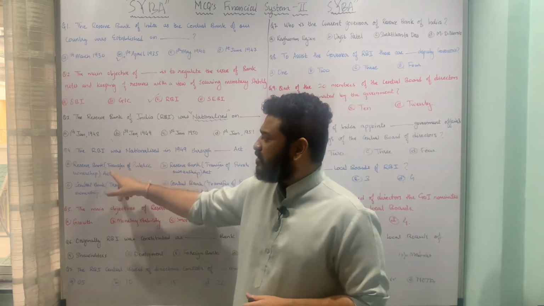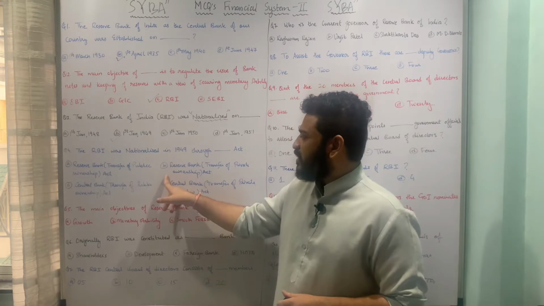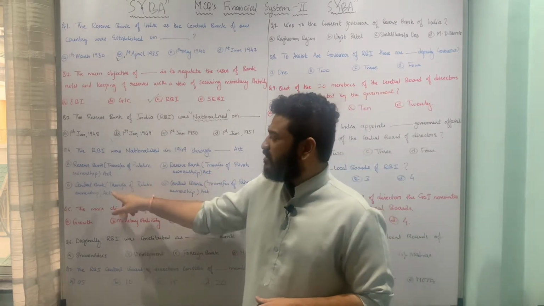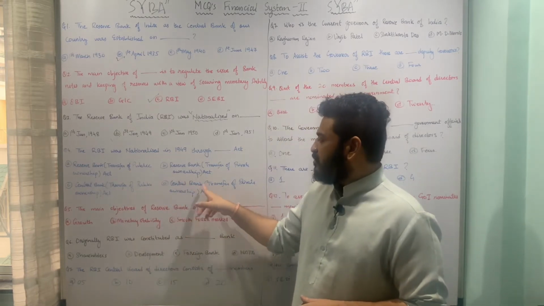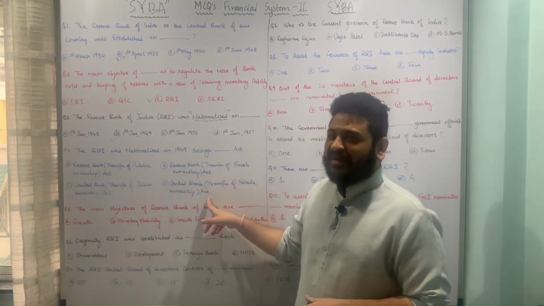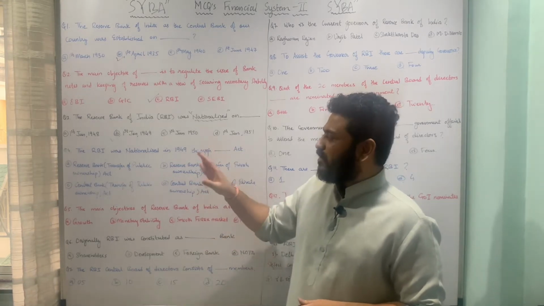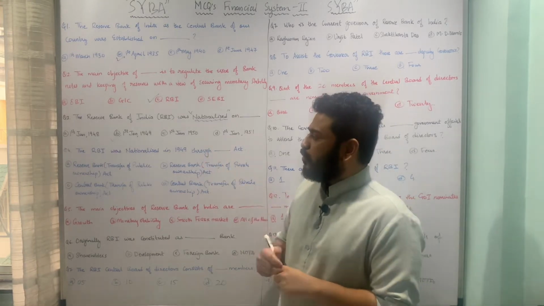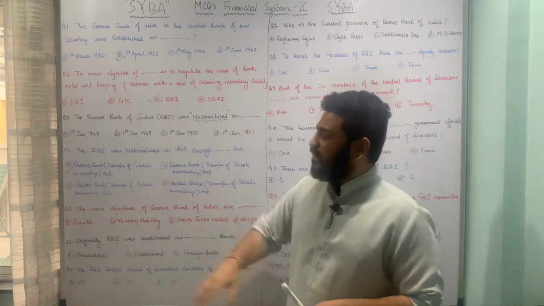The first is Reserve Bank Transfer of Public Ownership Act. Second is Reserve Bank Transfer of Private Ownership Act. Third is Central Bank Transfer of Public Ownership Act. Fourth is Central Bank Transfer of Private Ownership Act. Again, here it's a very factual question. You have to remember this. And the Reserve Bank of India was nationalized in 1949 through the Reserve Bank Transfer of Public Ownership Act. And this is the correct answer.